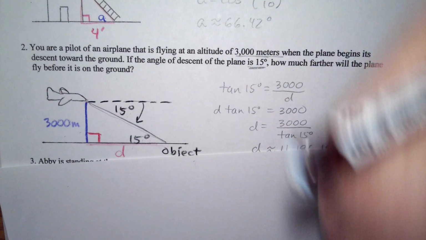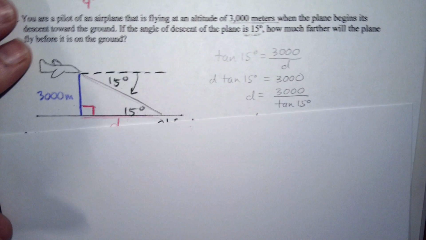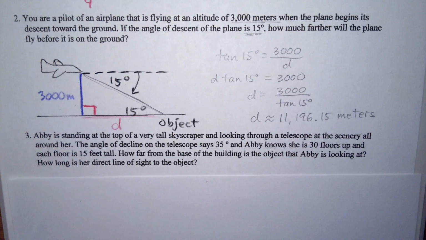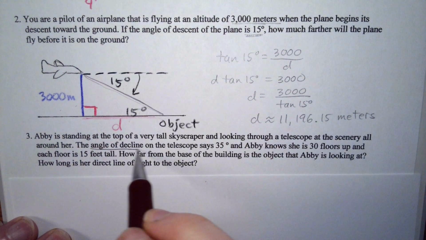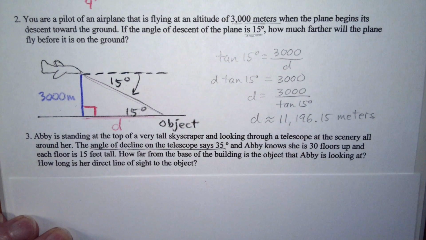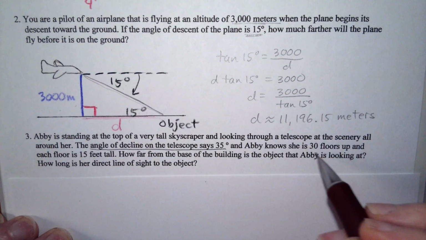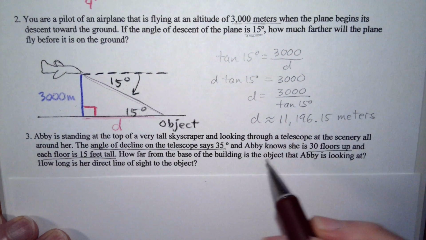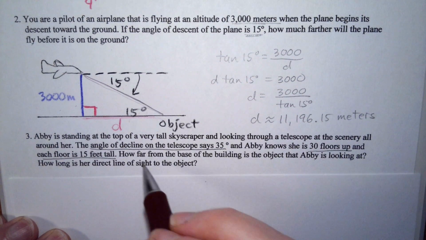Okay, last example here. Abby is standing at the top of a very tall skyscraper and looking through a telescope at the scenery all around her. The angle of decline on the telescope says 35 degrees. And Abby knows that she is 30 floors up and each floor is 15 feet tall. They've asked us two questions here. Let's answer the first one.